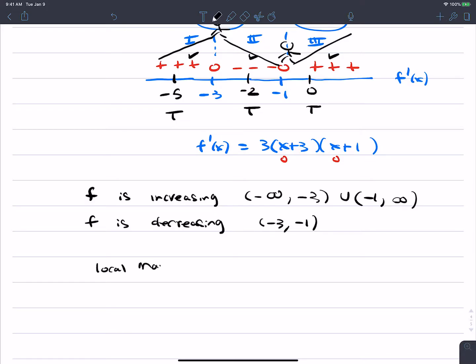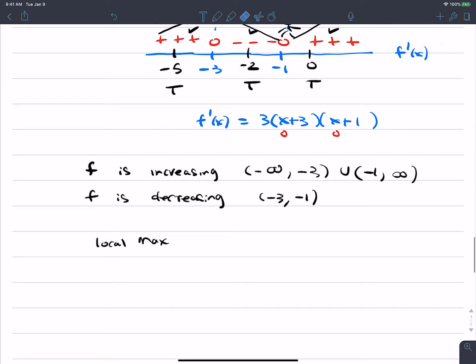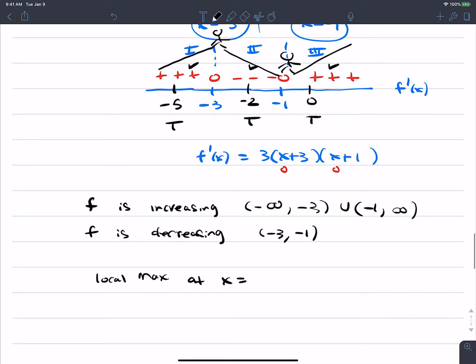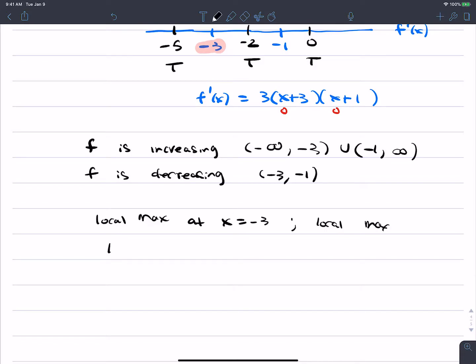A local max, where's the local max going to be? A local max happens at x equals which value? Negative 3 right here. See this? Okay? You're standing on top of a what? Of a hill. So it happens at negative 3. In fact, what's the local maximum value going to be? Let's put it down here. The local max will equal f of negative 3.